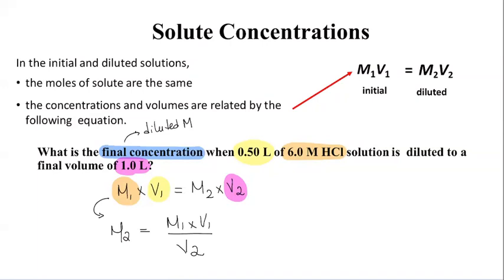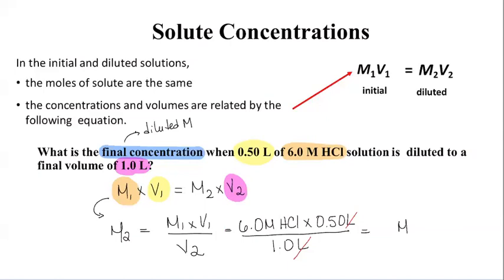What I did is that I multiplied both sides, or sorry, I divided both sides by V2. That's all I did. Excellent. So now I put in the numbers. M1, 6.0 molar HCl. V1, 0.50 liters. Everything divided by 1.0 liters. The units of liters cancel. So I know that my final answer is going to be in molar, okay?